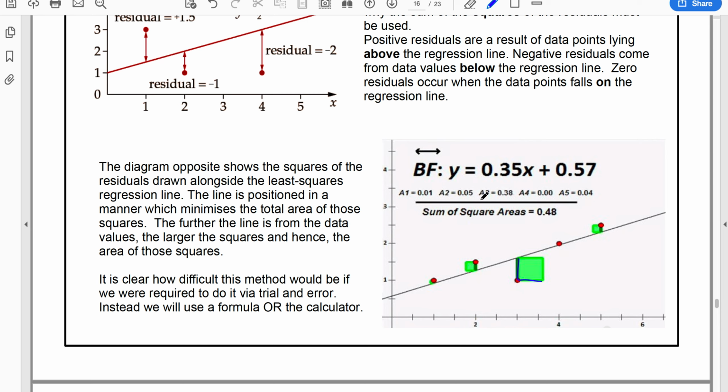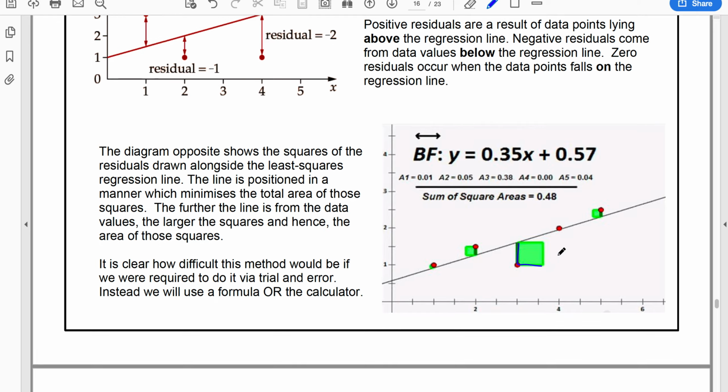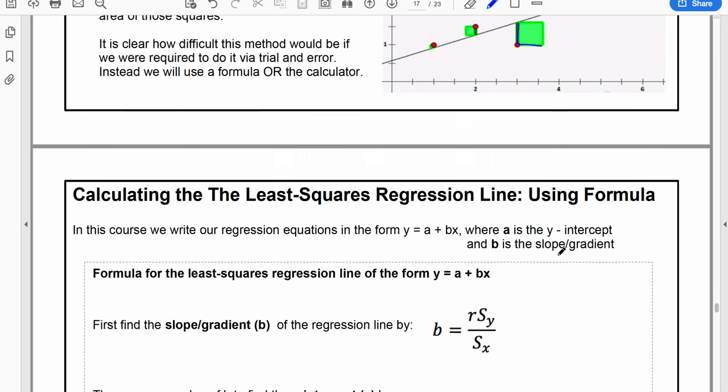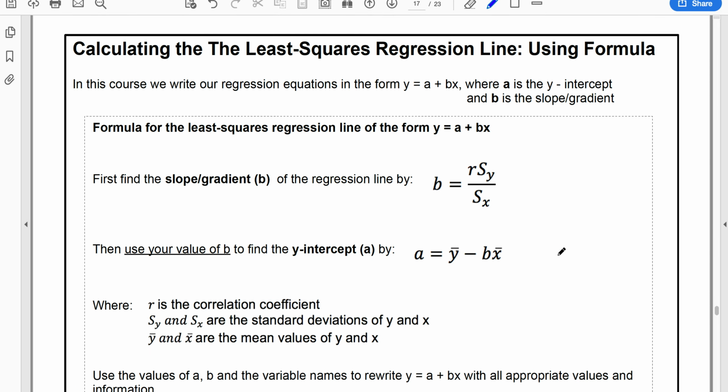So you see this one here has been done electronically, on a computer program. And of course our calculator is a computer program, so our calculator is going to do that for you. Now, I haven't mentioned yet, but I will now, there is actually a formula that also will help develop the equation of the least squares regression line.